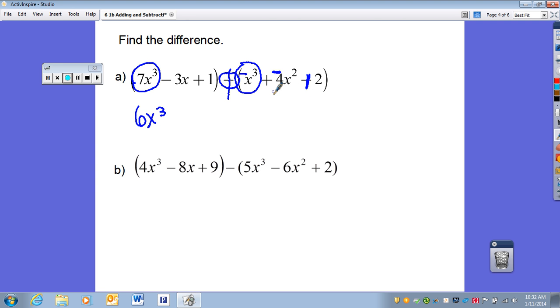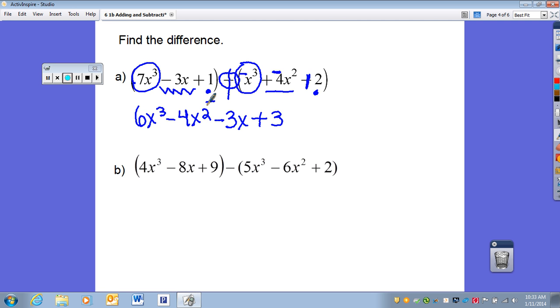Next I look for my x squareds. I have a negative 4x squared. It is the only term, so I do not need to combine that with anything else. Next, I have a negative 3x. It is the only term to the first power, so I do not need to combine that one. And lastly, my constant terms, 1 plus 2 would be 3.